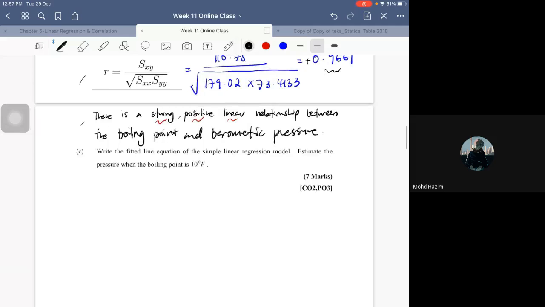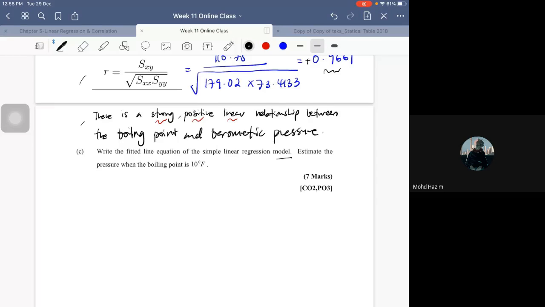So next question. It says, write the fitted line equation of the simple linear regression model. So basically what the question is asking you for is the model. We're going to come out with a model, and then we're going to estimate the pressure when the boiling point is 10 degrees Fahrenheit. So let's first calculate what is going to be the model.